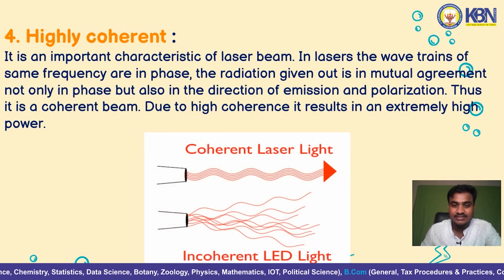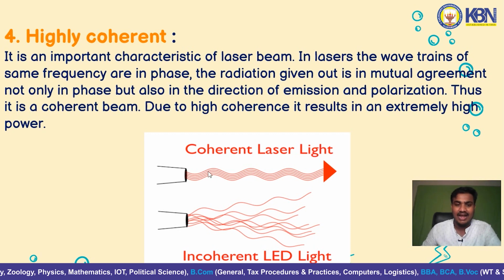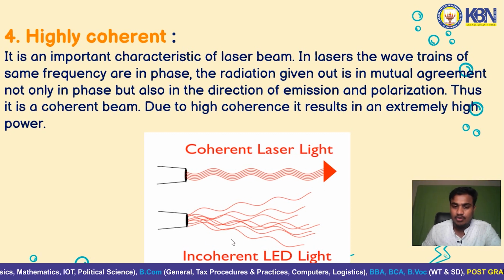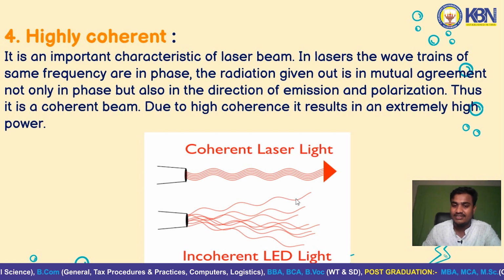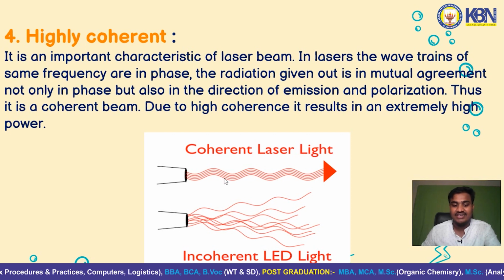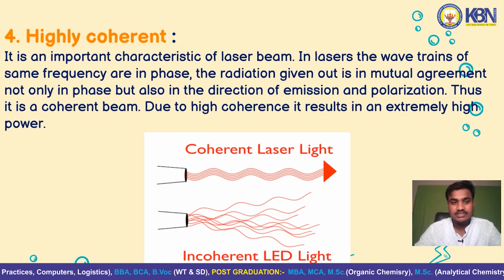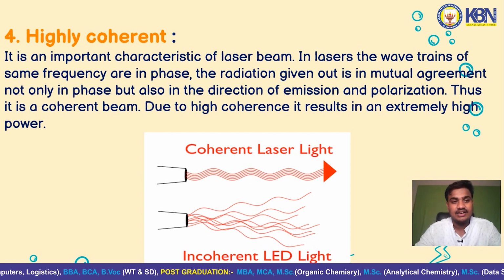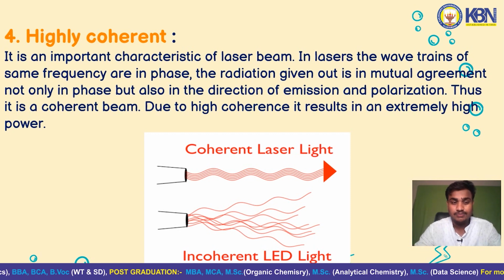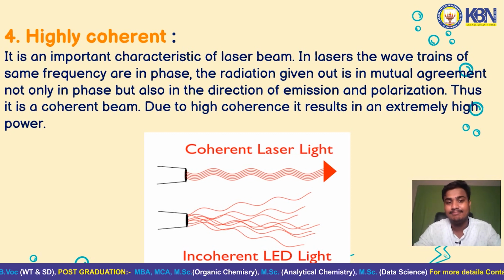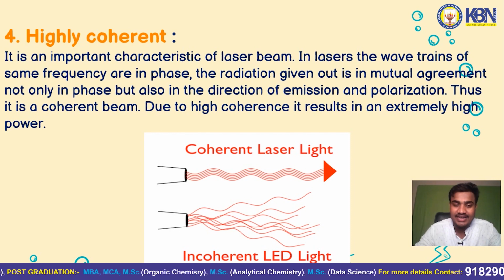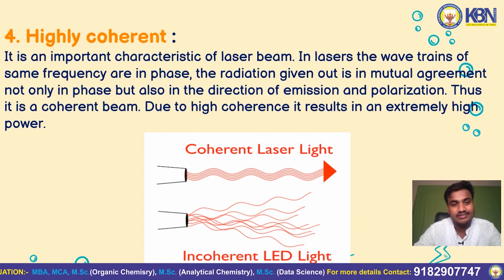You can see here the coherent laser beam. Due to the high coherence, it results in an extremely high power. But coming to the incoherent LED, it spreads in all directions and it is not in a coherent manner. This is the main characteristic of the laser beam. These are the 4 characteristics that are inbuilt in a laser, that make the laser different from the ordinary light.